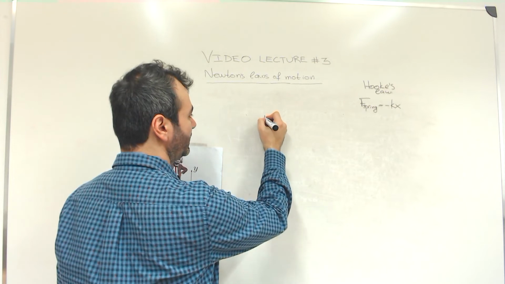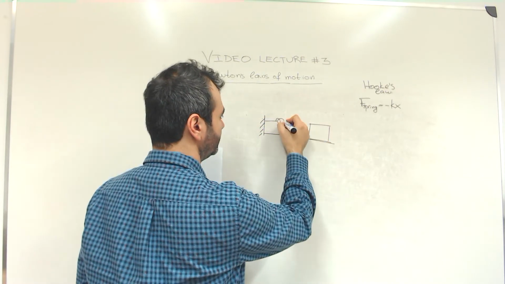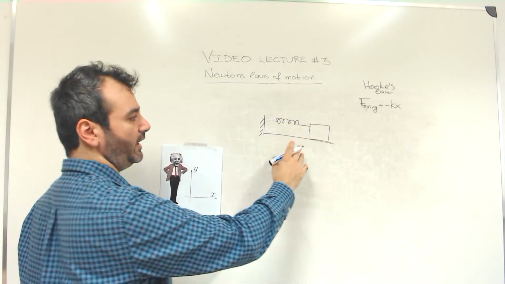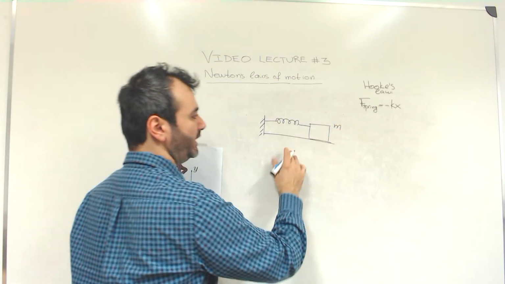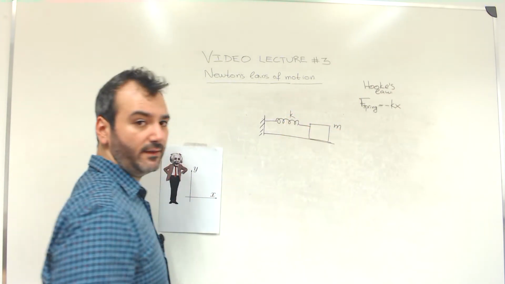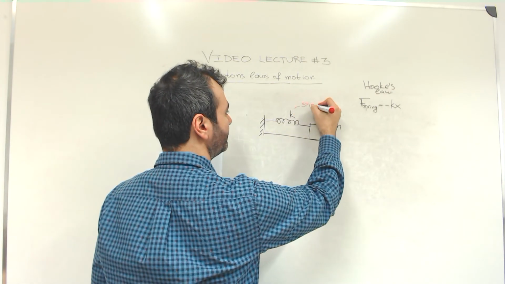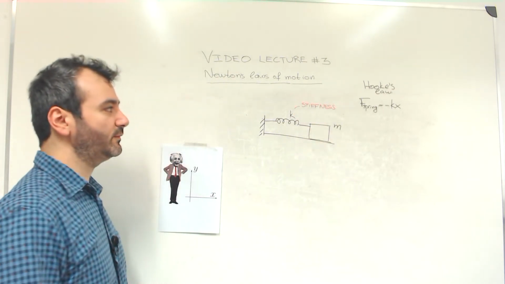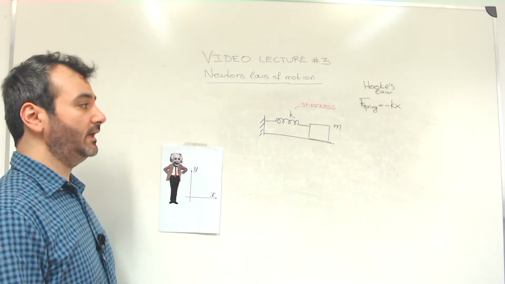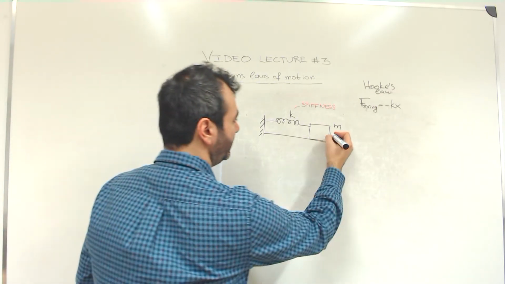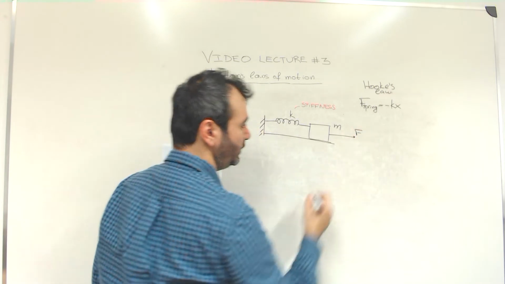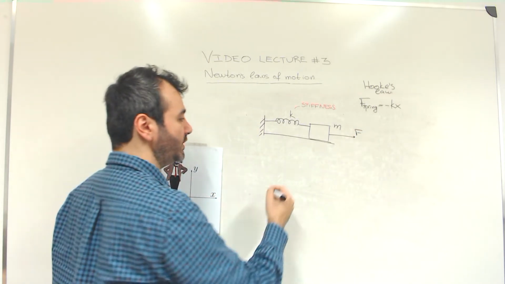Say you have a spring and you have a mass m. The spring has a constant k. By the way, this k is called the stiffness of the spring. I forgot to mention that before. K is a constant and it's called the stiffness. Then say you apply a force F on this object.